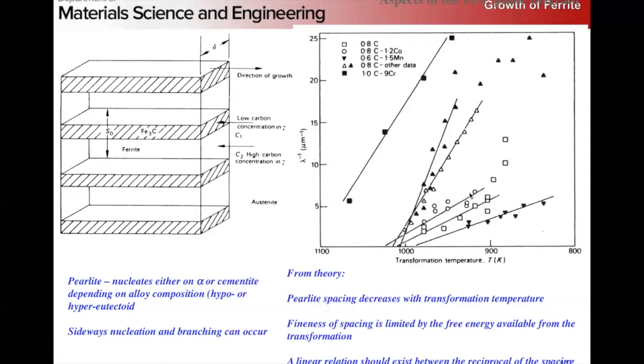I'm not going to go through a formal derivation of this, just the general trends. Oh, and also here, alloying elements can have a fairly profound effect on the spacing. If we just have carbon, we're here. If we add cobalt, we can really change our pearlite spacing, and the temperature that we need to grow it at, with the addition of small amounts of alloying elements.